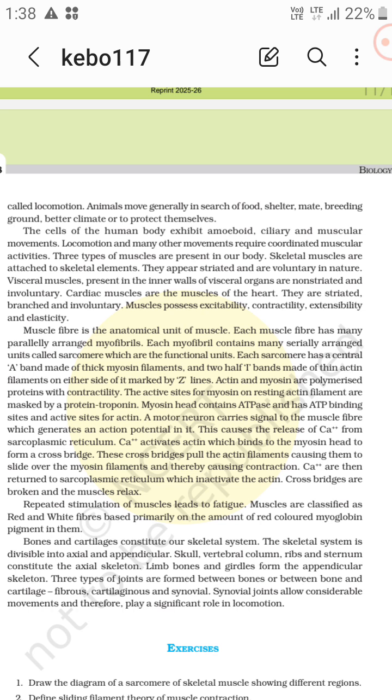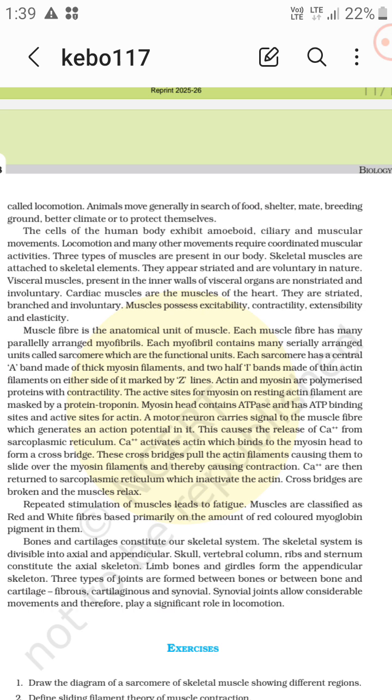A motor neuron carries a signal from the CNS to the muscle fiber, which generates an action potential in it. This causes the release of calcium from the sarcoplasmic reticulum. Calcium binds to the troponin subunit, which activates actin, which binds to the myosin head to form a cross bridge.